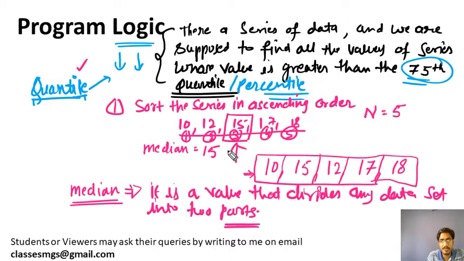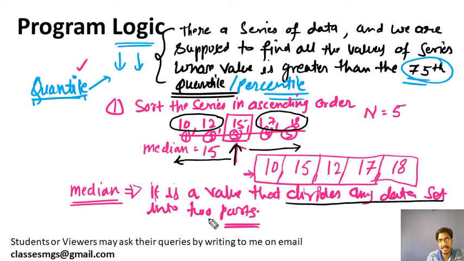The values that are falling on the left side of the median are 10 and 12. And the values that are on the right side of the median are 17 and 18. You are noticing that this median divides any data set into two parts. Here the median is dividing the data set into two parts. So this is the median.